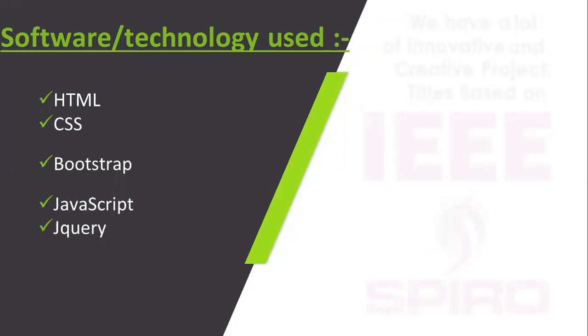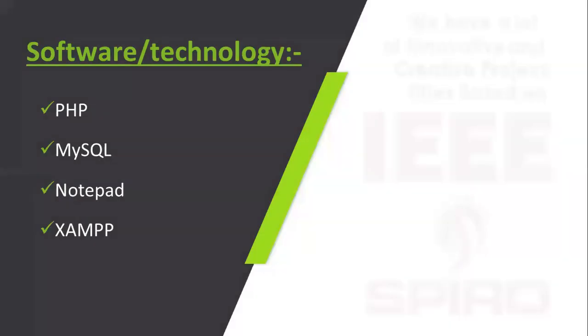In software technologies, we use HTML, Bootstrap, JavaScript, and jQuery. These are used for front-end development. We use HTML as the layout for the website and CSS for designing. Bootstrap is also somewhat CSS; it's a predefined CSS. JavaScript is used to handle the functions in the front end, and jQuery is also the same as JavaScript. That's all in the front end.